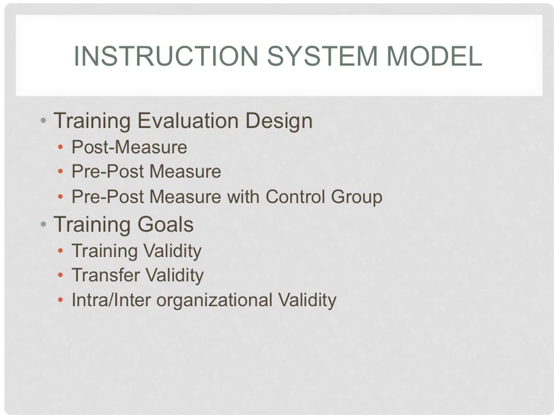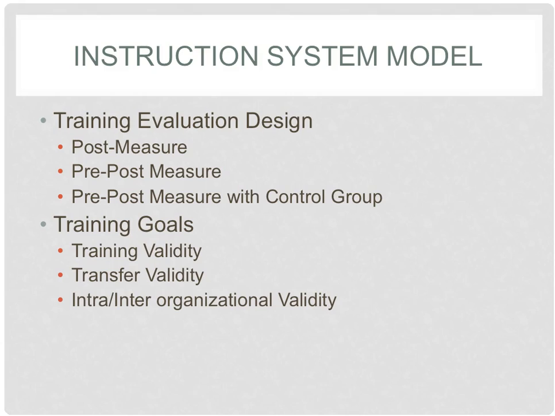We should also evaluate through a design method. We can just measure after the training to see what they've learned. We could do a pre and post measure to see what they knew before versus after. We could also do pre and post with a control group. And the whole idea, if you remember from your scientific method courses, is that we have a control group that doesn't go through the training, and then you have another group that goes through the training, and they're measured before and after the training. And the whole point is that the experimental group should have a higher after score than the control group.